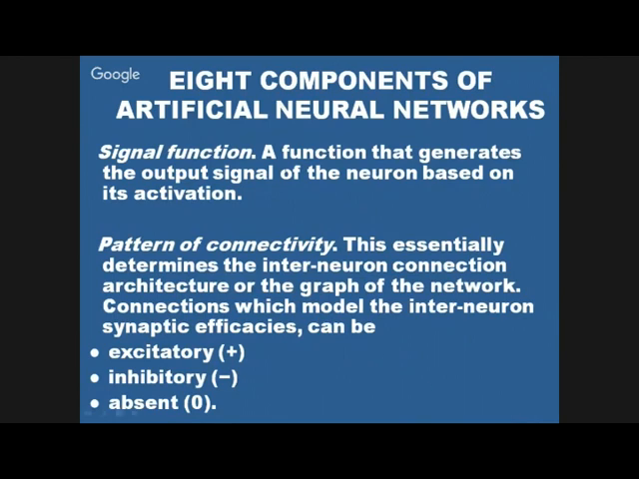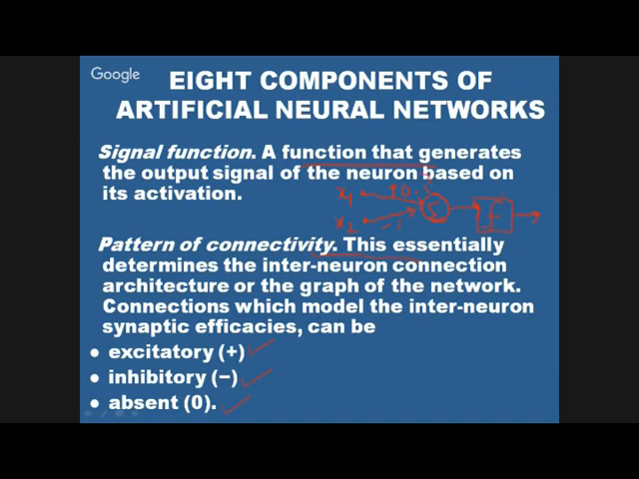Then the signal function: after aggregation, we apply the signal function, of which we have studied different types. Then connectivity can be of 3 kinds: plus, minus, or zero. Connectivity means the weights. For example, x1 and x2 are inputs going to the soma or aggregation function, and here you give the weight plus 0.5 and here minus 1. Finally you get some output and give it to an activation function, for example a bipolar activation function.